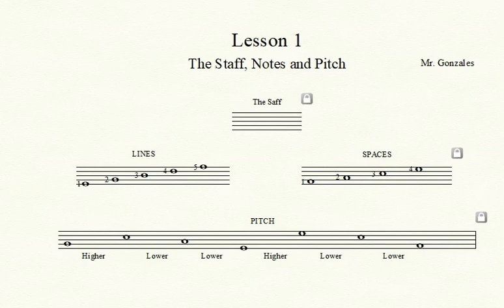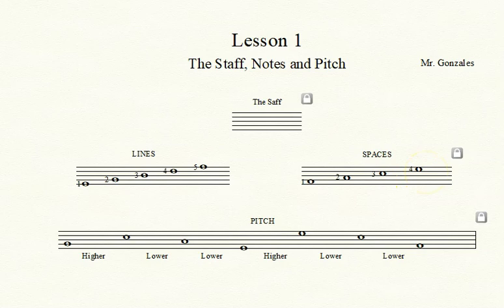The lines of the staff are numbered from bottom to top. Line 1, line 2, line 3, line 4, and line 5. The spaces between the lines are also numbered from bottom to top. Space 1, space 2, space 3, and space 4.